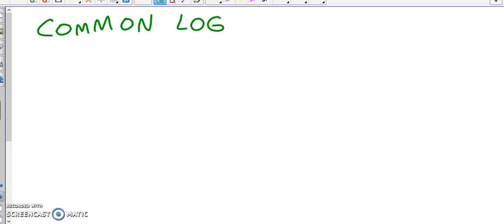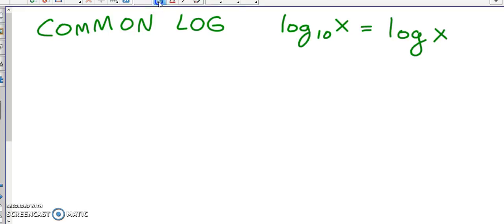Common log is log base 10. The reason why that's considered to be common log is because we use a base 10 system, the decimal system. And so what you have to understand is the notation we use for common log, we don't put the base there. So if the base is missing, it's understood to be base 10. So this and this mean the exact same thing.